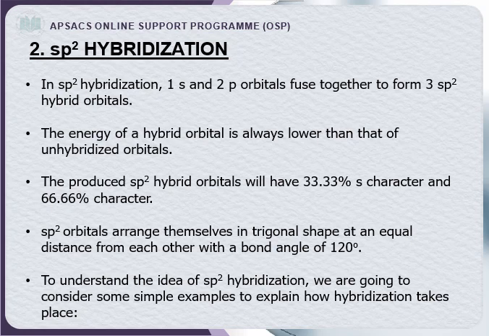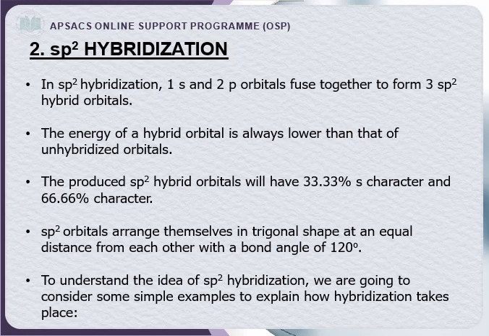Here in sp2 hybridization, as the name indicates, one s and two p orbitals mix together to form three new orbitals of the same shape and same energy. The shape of the s orbital is spherical while that of the p orbital is dumbbell. Now the three new orbitals formed are termed sp2 hybrid orbitals. No more will they be termed s or p orbitals. The energy of these hybrid orbitals is always lower than that of the unhybridized orbitals.